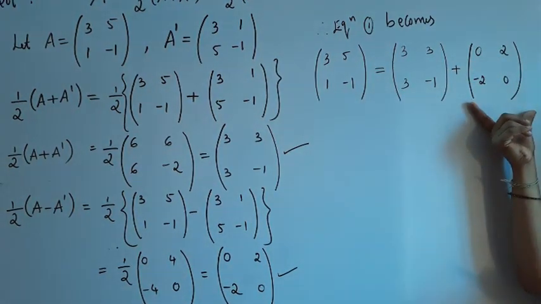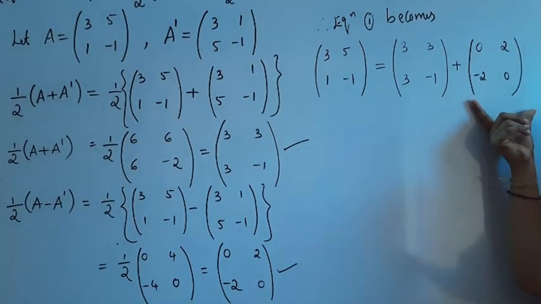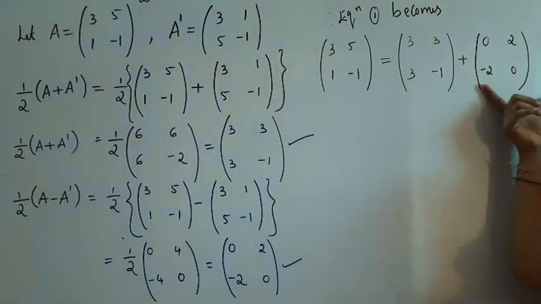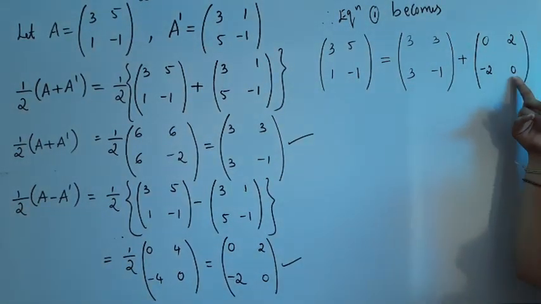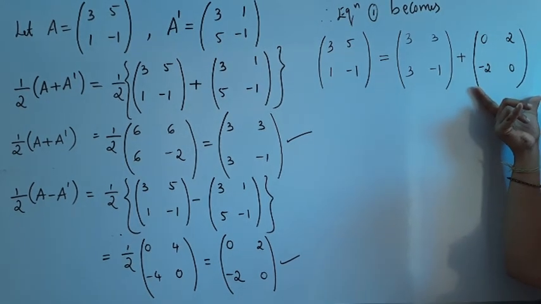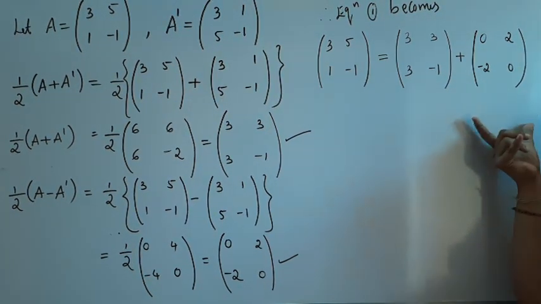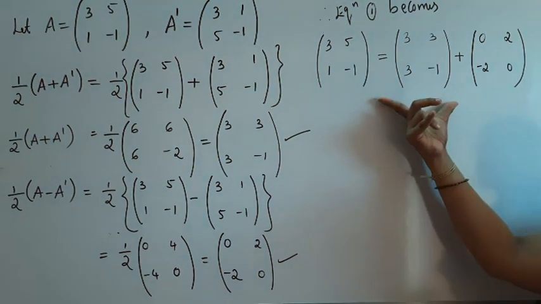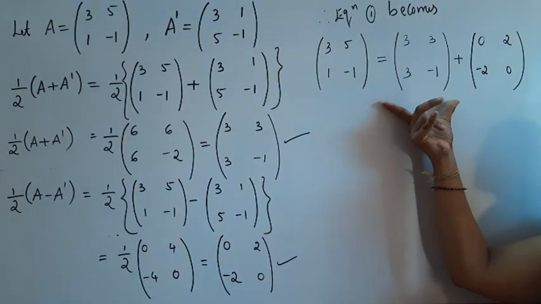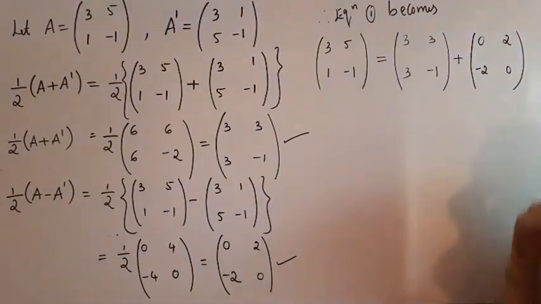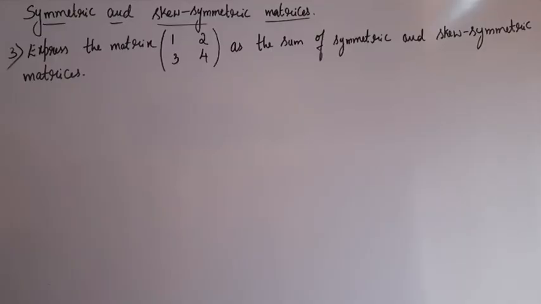For skew symmetric, particularly, what are the principal diagonal elements? They must always be 0. We can observe here, principal diagonal elements are 0. Okay. So here, if we take the transpose of the matrix, we get minus of that matrix. That is the definition of skew symmetric. Okay. So this is the required expression. So we have expressed the given matrix as a sum of symmetric and skew symmetric matrices. Let us move on to the next problem.